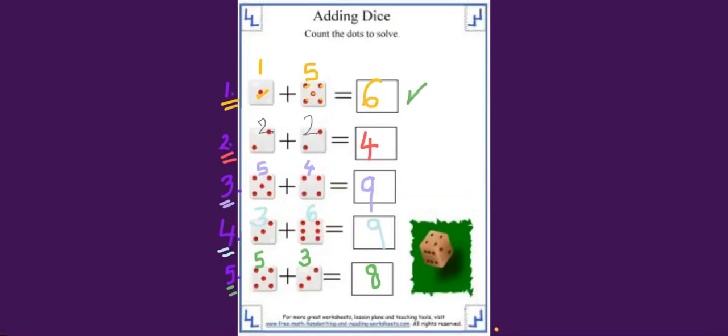1 plus 5 is 6. 2 plus 2 is 4. 5 plus 4 is 9. 3 plus 6 is 9. And 5 plus 3 is 8. Give yourself a smiley. Perfect.